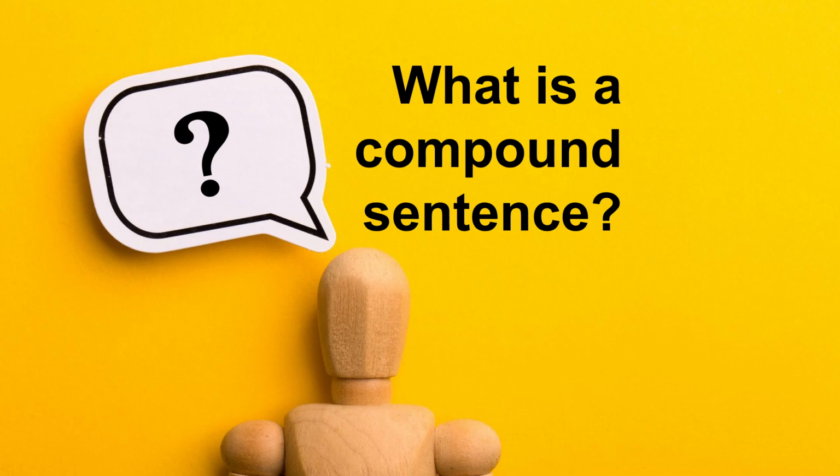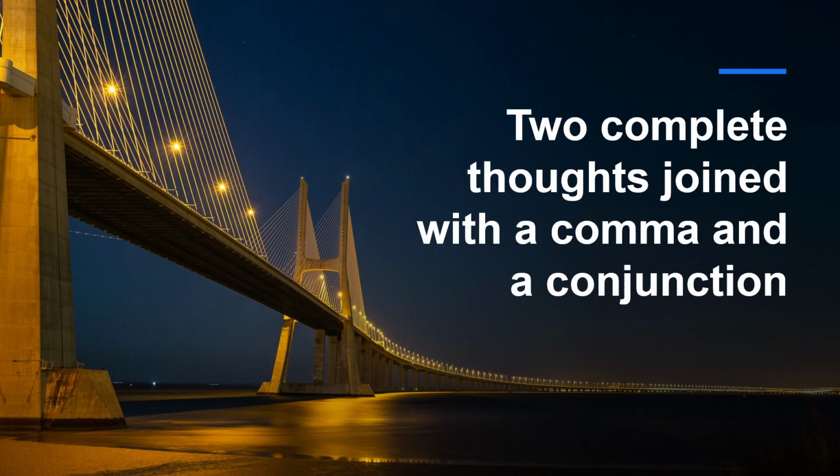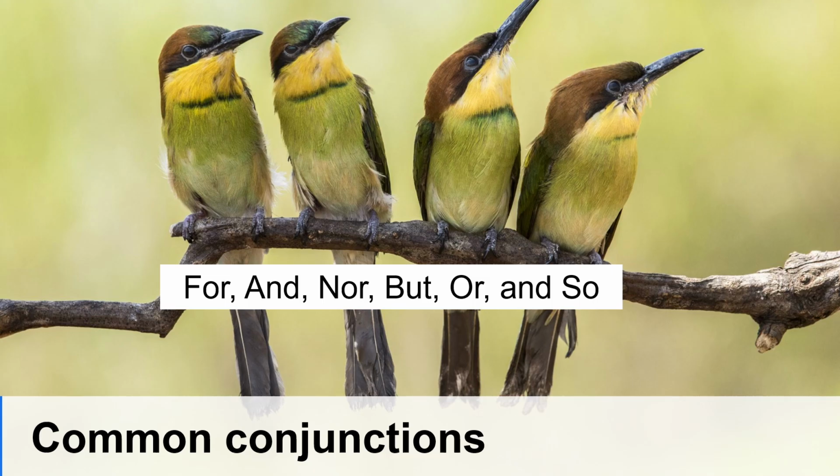So, what is a compound sentence? Think of a compound sentence like a bridge. You have two complete independent thoughts, meaning each could stand alone as its own sentence, and you want to join them together. To build this bridge, you need two things, a comma and a coordinating conjunction. The conjunctions that are usually used are for, and, nor, but, or, and so.